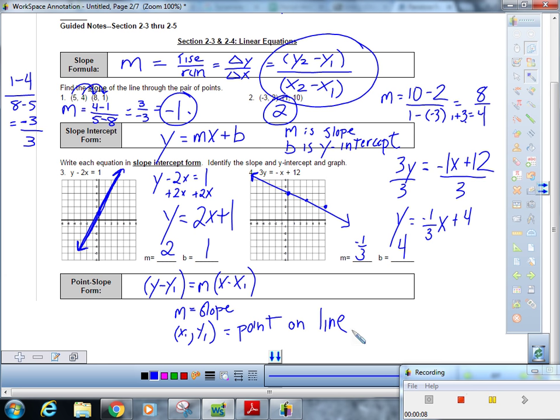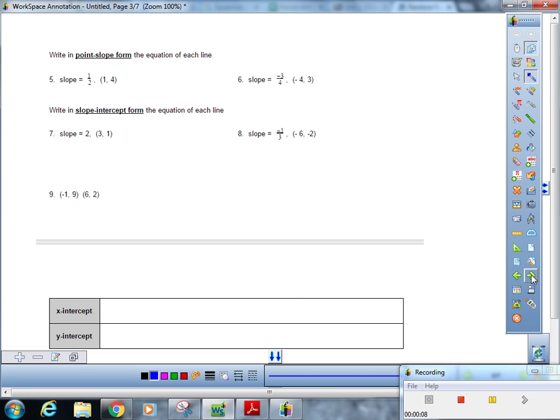Okay? So let's do some practice. So right now we're just going to write the actual equation of the line. So y minus 4 is 1/2 times x minus 1.